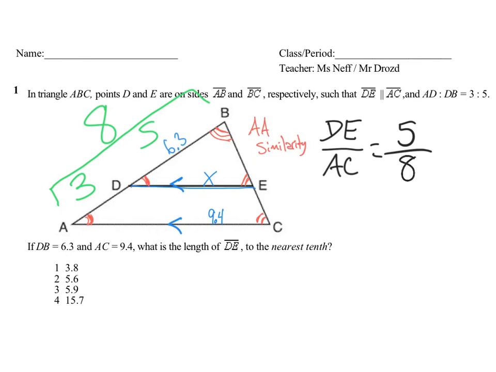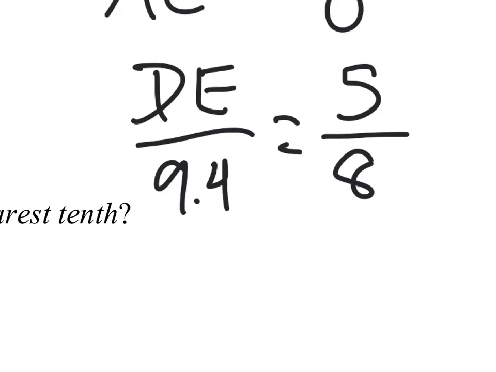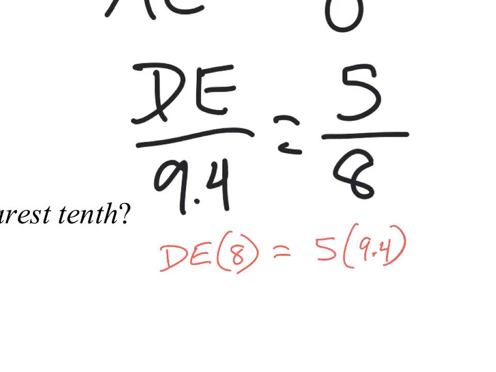All right, and I also know that we can substitute in a value for AC. I remember that it's 9.4. So what I'm going to do now is I'm going to write DE over 9.4 equals 5 over 8. And now we need to solve for DE because that's the objective of this problem. So let's do that right now. I'm going to cross multiply, of course, and we've got DE times 8 equals 5 times 9.4. And actually, let's try that in our handy dandy calculator. 9.4 times 5 is 47. All right. So DE times 8 equals 47.